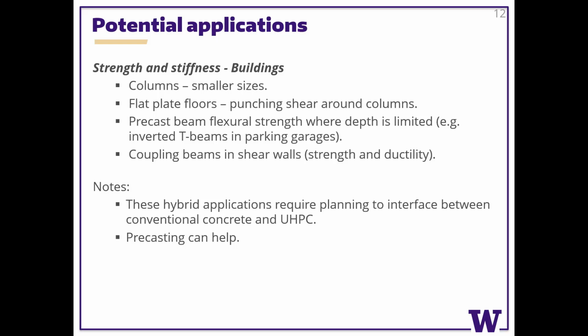If you look in buildings, then things like columns, you can make them smaller sizes, and that'll make the architects love you. In flat plate floors, there's always a problem of punching shear around the columns, and conceivably we could use UHPC to help out there. There are some rather special cases where a precast beam does not have adequate flexural strength unless you really pack it with compression steel, tension steel, everything. One of the examples there is inverted T-beams in parking garages. They often struggle for strength. Things like coupling beams in shear walls, which we certainly need high strength, but we also need ductility. And of course, that's where UHPC would be perfect.